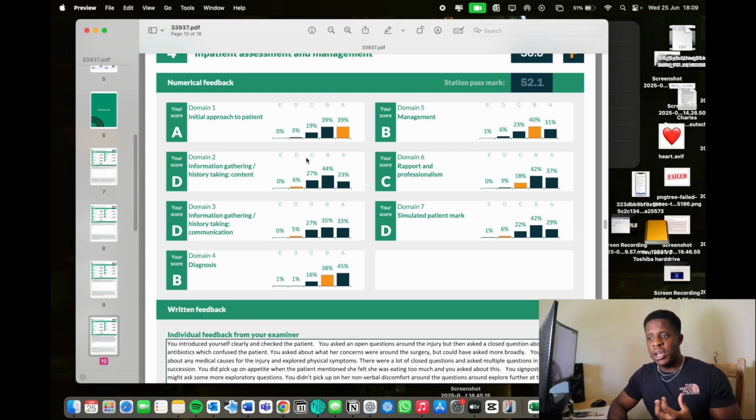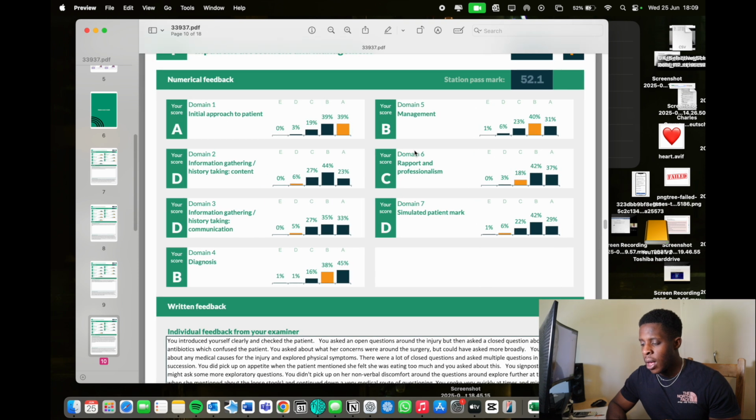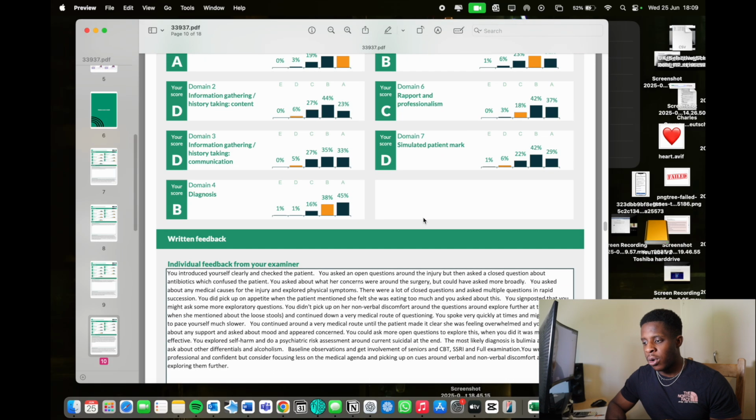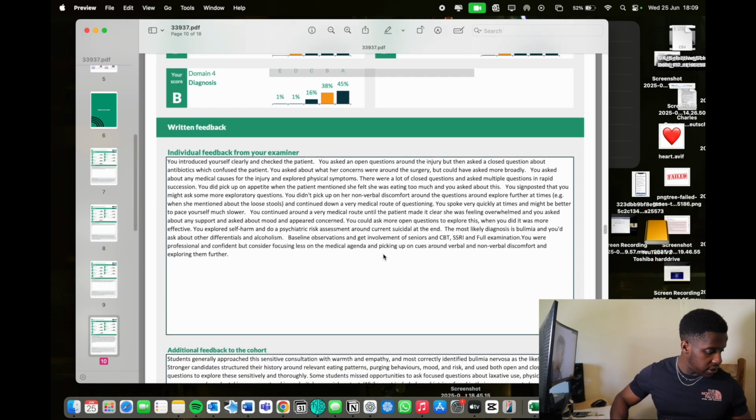So allow the patient room to talk and to answer the questions, but also try and bring them back onto your agenda of going through your Socrates, your systems review, etc. And that's where I really lost marks in domain 2 and domain 3. Management of bulimia, I think that was fine. Diagnosis was fine. Rapport and professionalism and the simulated patient mark, these are just both bad. I wasn't picking up on patient cues, I wasn't listening to them properly, and things like that.